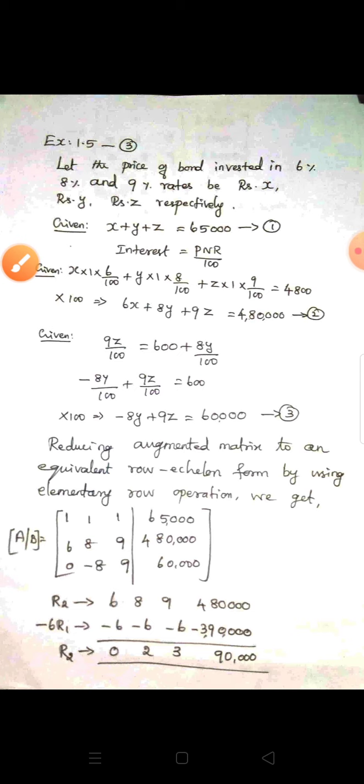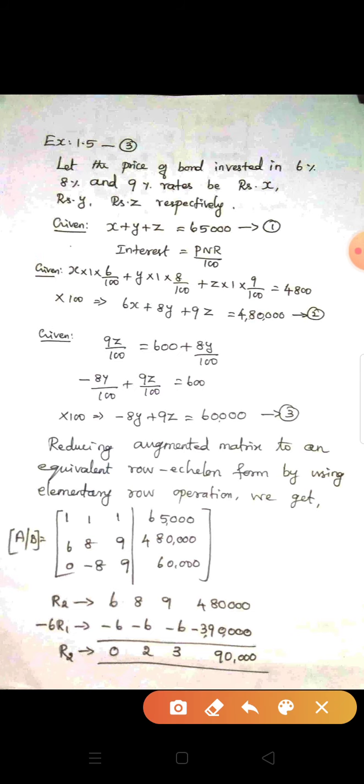Total interest equals 4,800 rupees. The income from the third bond, third bond means Z, for 9% per annum, is 600 rupees more than that from the second bond. Second bond is Y, for 8% per year. Now determine the prices of each bond: X, Y, Z. Now we are going to solve the sum.